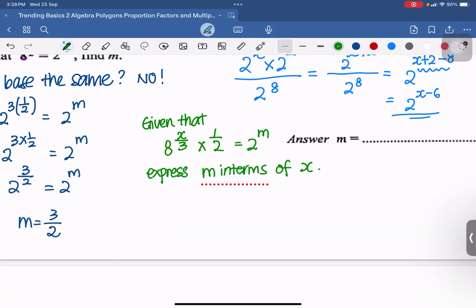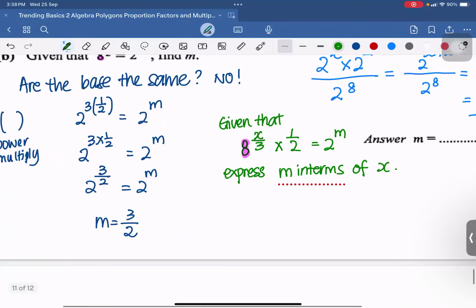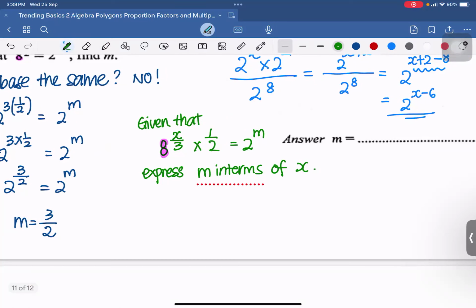Make the base the same, right? So first part, yes, the skills are similar. We make the number 8 the same base. So 8 is 2 to the power of 3. Outside we still have x over 3. So this is x over 3 times, what is this? 2 to the power of negative 1.